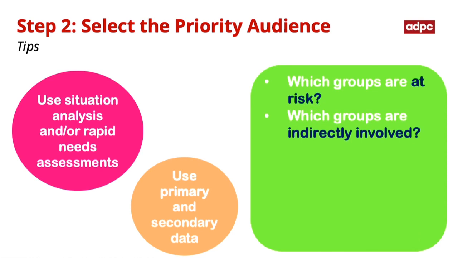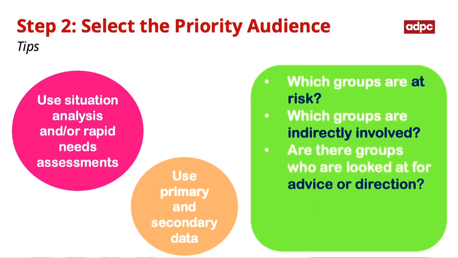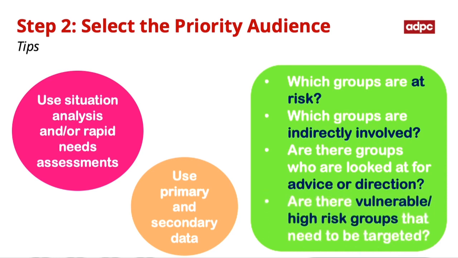Some basic questions that can help you identify priority audiences include: which groups are at risk? Which groups are indirectly involved? Are there groups who are looked at for advice or direction? Are there vulnerable or high-risk groups that need to be targeted?